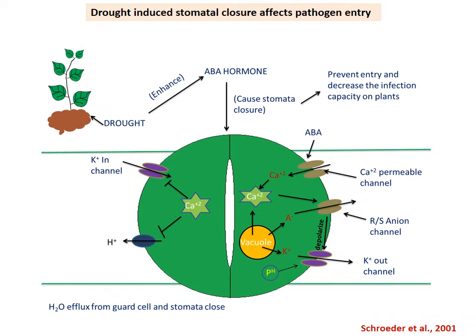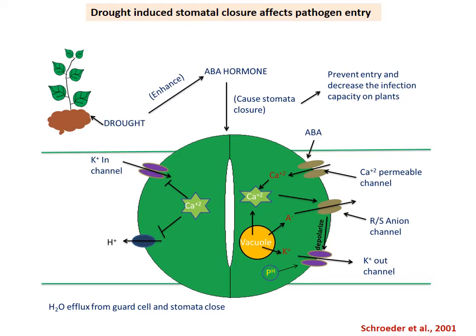Now, let us discuss the process by which drought influences pathogen infection. Plants under drought stress enhance ABA level, which triggers a signaling cascade in guard cells. This signaling results in stomatal closure and inhibits stomatal opening, which prevents entry of pathogens and decreases the infection capacity on plants. Turgor reduction in guard cells causes stomatal closure by continuous efflux of potassium ions and anions from the guard cells, sucrose removal, etc.